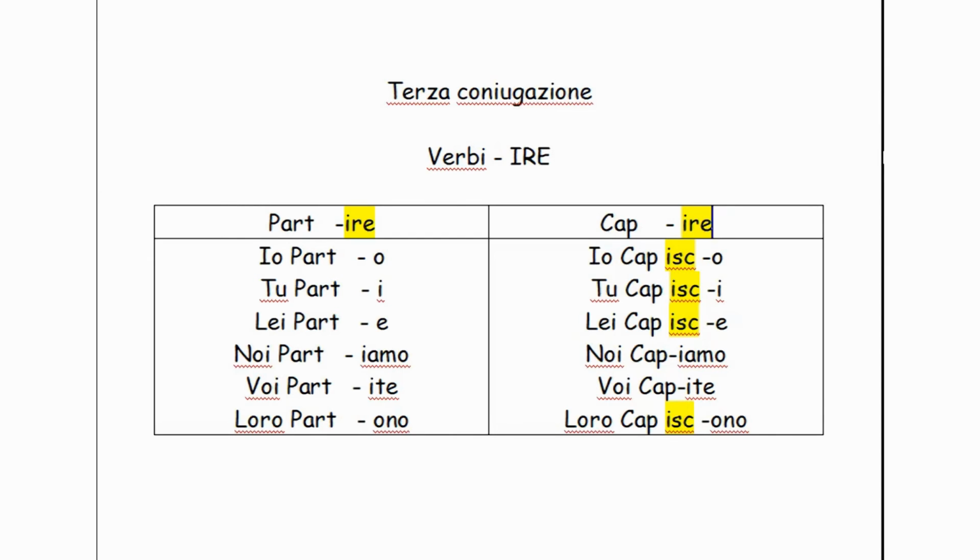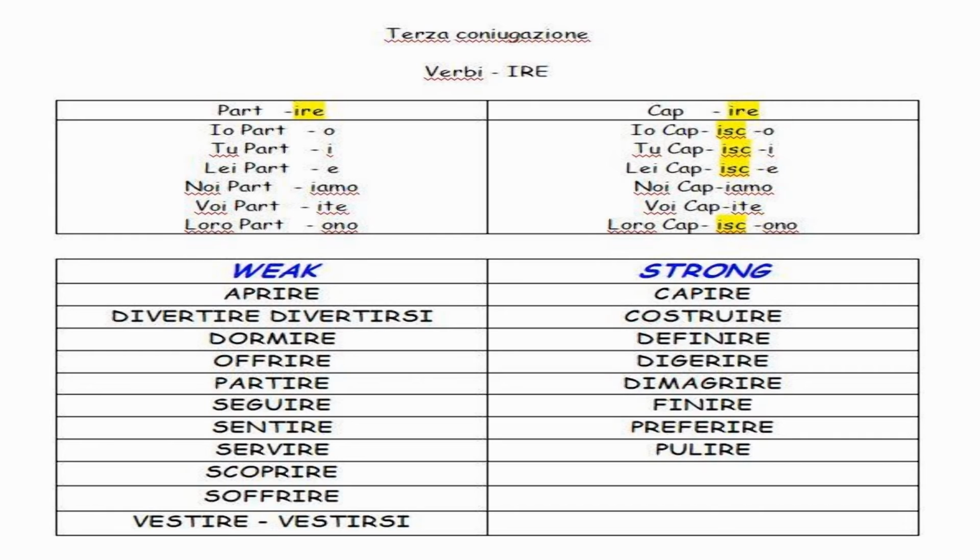Compare partire and capire. The endings are identical. Io, tu, lui, lei, noi, voi, loro. If you look at the endings for the person, the suffixes are identical. But verbs like capire, you must add an additional syllable between the stem and the suffix. And here we have a list of verbs in both sets.